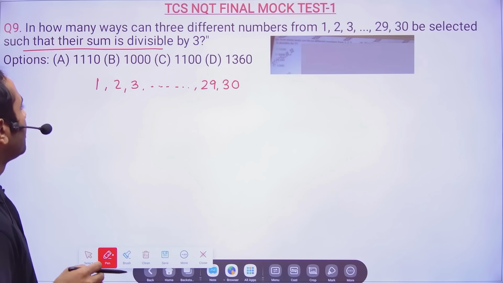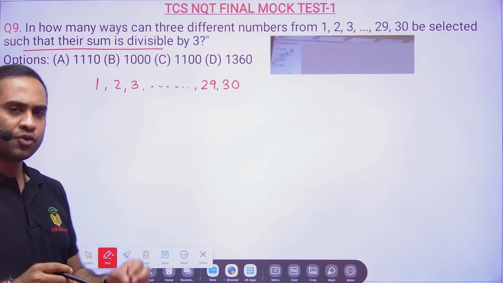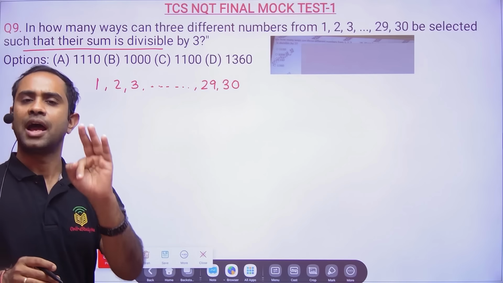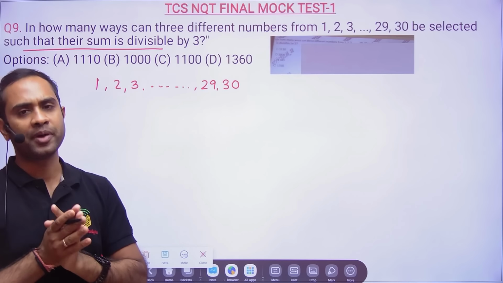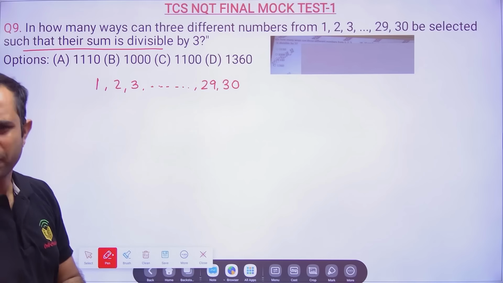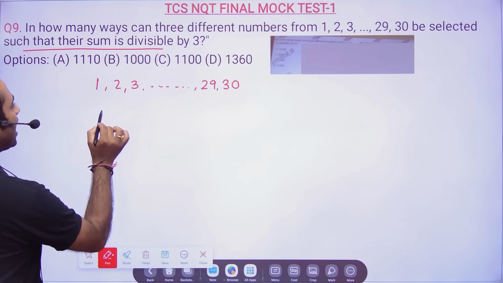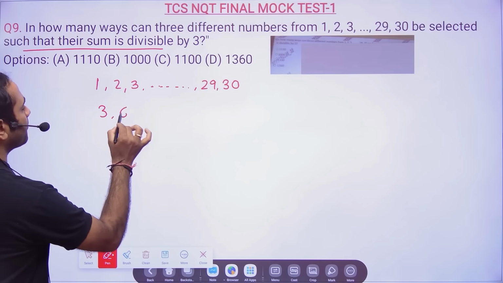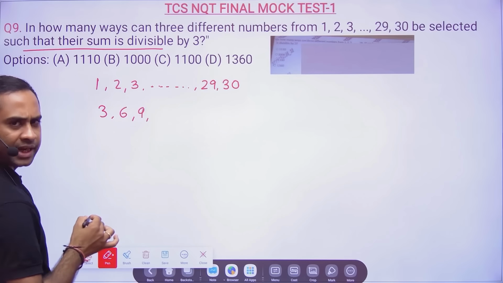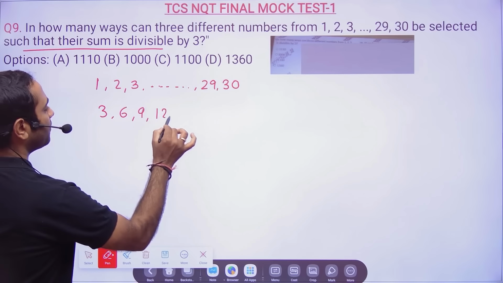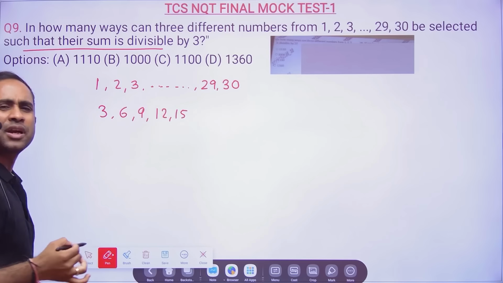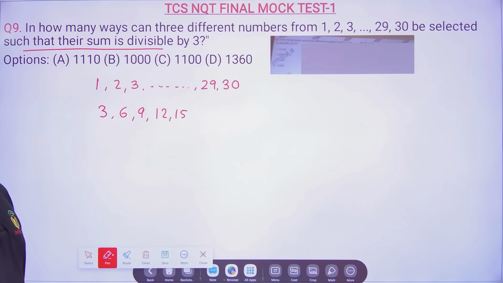Okay. So now friends, you have to take 3 numbers, and if you add them, the sum should be divisible by 3. So what I will do, I will take all the multiples of 3 from these numbers: 3, 6, 9, 12, 15. So from 3 to 30, how many multiples of 3 will be there?